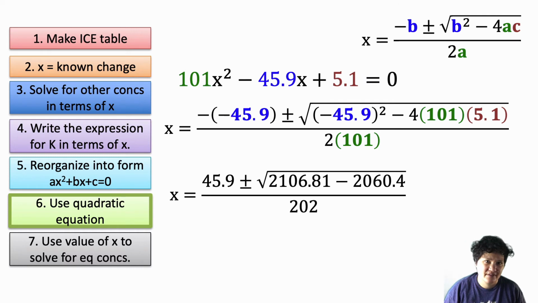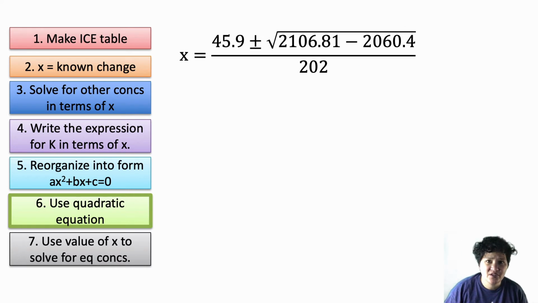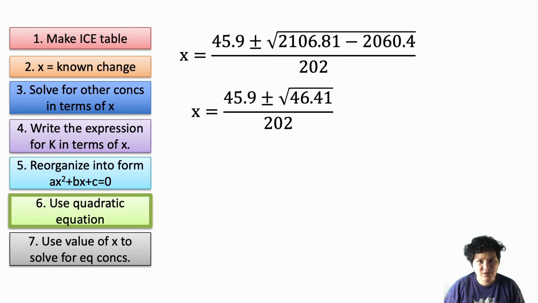2060.4, divided by 202. You'll notice that I'm writing out all the steps because most of the time when people get these problems wrong, it's because they mess up on the math. So it's really helpful to have all the steps written out so you can go back and check to see if you went wrong somewhere. So now what we're going to do is combine what's under the square root symbol, and you can see that comes up to 45.9 plus or minus the square root of 46.4, divided by 202.